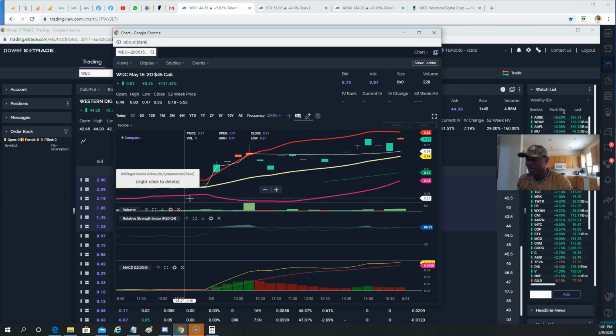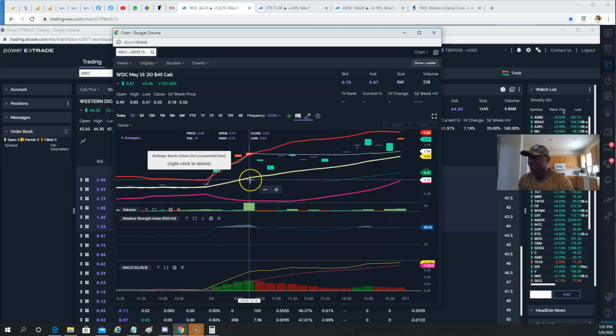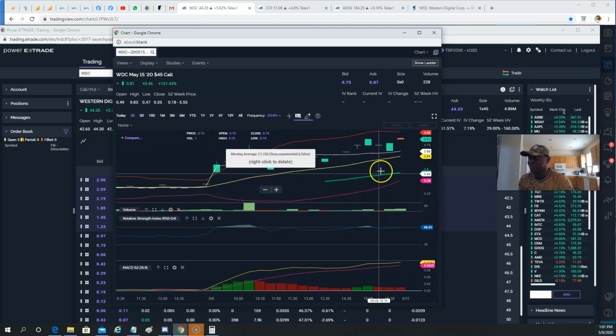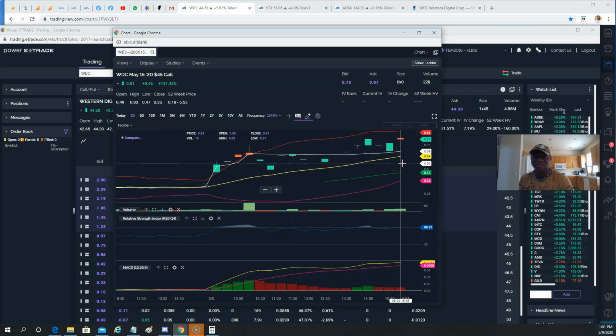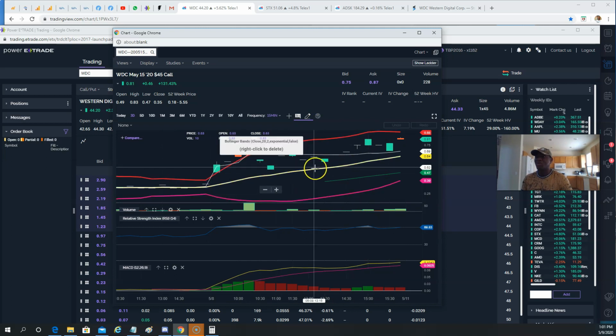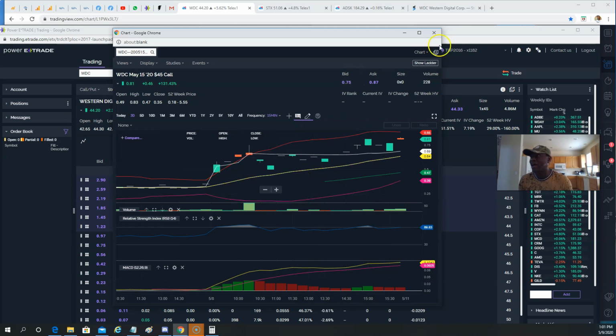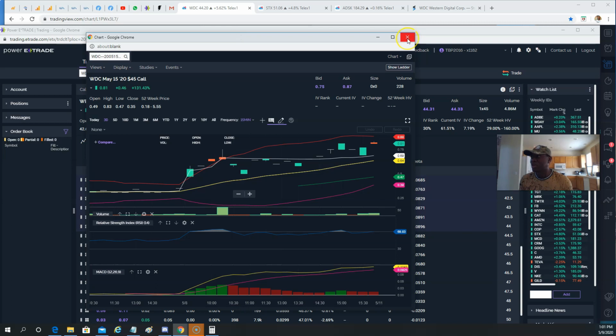So here on the 7th, you could have bought the 45 calls for 31 cents, and at the opening here, they were going for 75 cents, and the close at 83 cents. So my friend, almost 200% on these calls, and you still have a full week left. So that's how powerful this win here on Western Digital was.